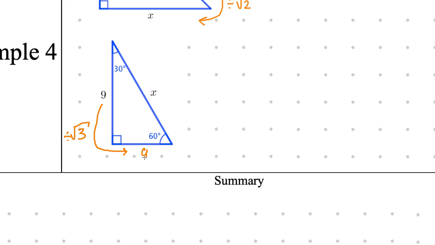And that's going to be 9 over square root of 3. Oh no! We have a radical in the denominator. That's good, right? That's bad. Let's get rid of it. So here's our scratch work.